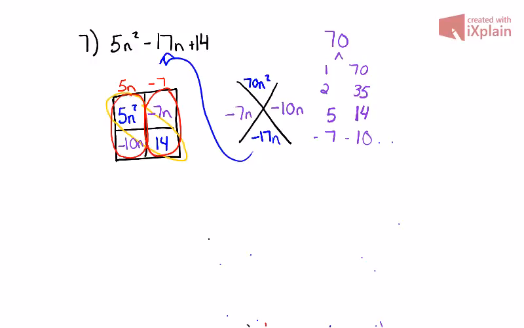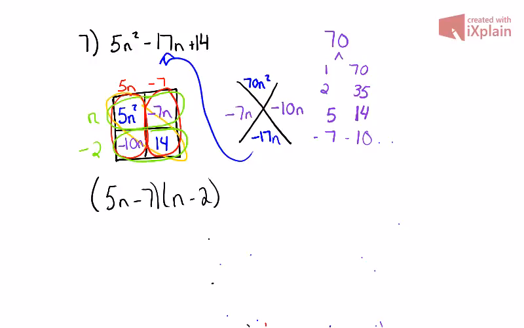Now if I come here and look at my first row, my GCF will only be n, because 5 and 7 don't share any common factors. And if I come here and take a look at my second row, well, what goes into both negative 10 and 14? That would be negative 2. So my factors here will be 5n minus 7 and n minus 2. And remember, you can always check by multiplying back out.